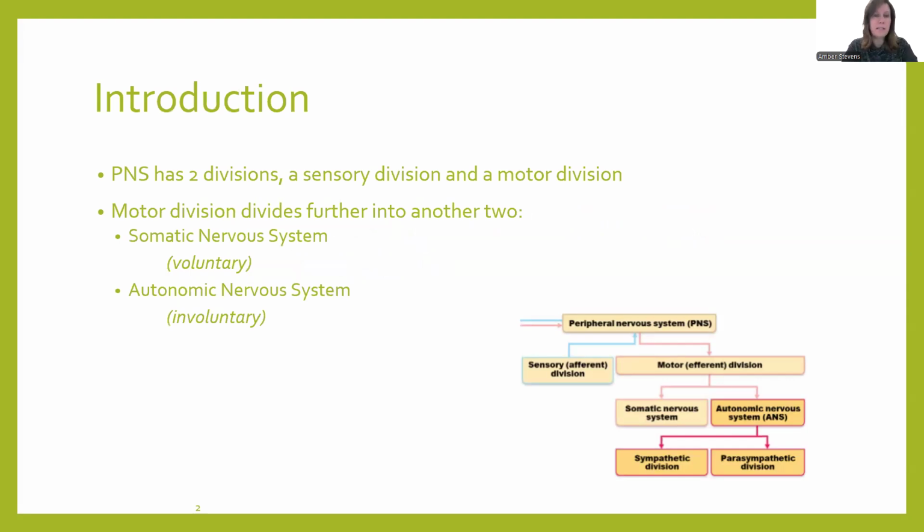So when we talked about the PNS, or the peripheral nervous system, that was divided into sensory and motor divisions. And then the motor division was split into a somatic nervous system, which is the voluntary control of skeletal muscles, and then the autonomic nervous system, which is involuntary control of your cardiac muscles, smooth muscles, glands, right? Things you don't have to think of, they just are working on their own without your conscious effort.